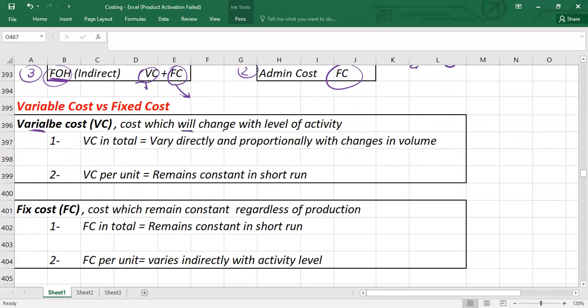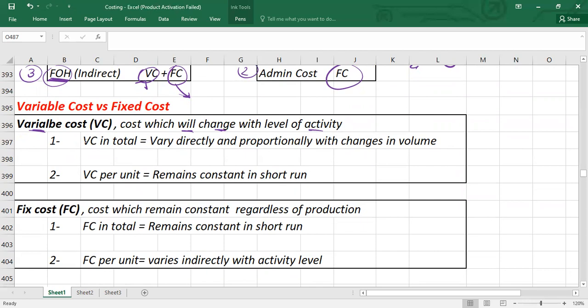Okay guys, let me quickly remind you, variable costs are those costs which will change with the level of activity. If you increase the production, these costs will increase. If you decrease the production, these costs will decrease. Examples might include direct material cost, direct labor cost, even material and labor in general.